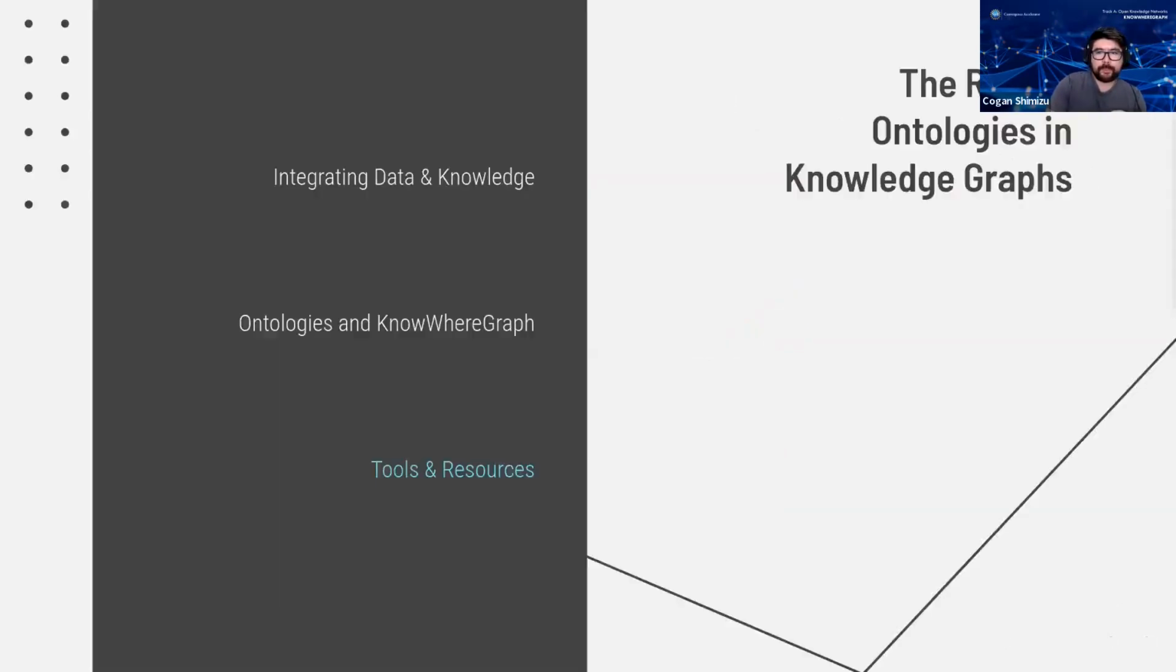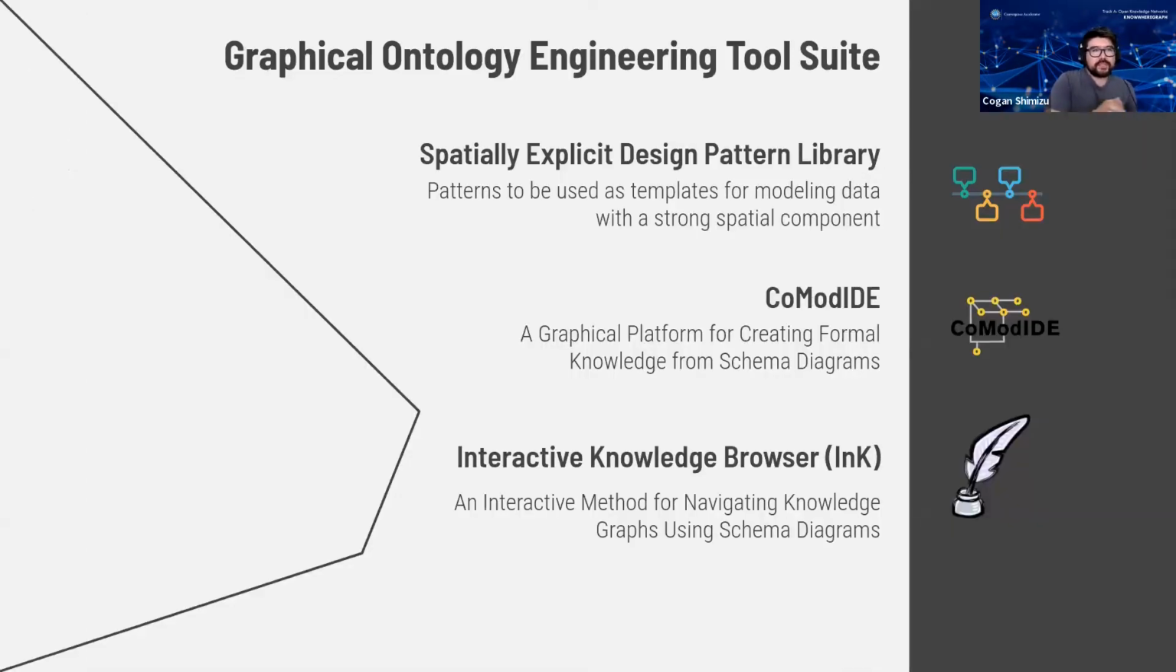All right. And so finally, we'll talk a little bit briefly about the sorts of tools and resources that we've put together for doing these sorts of schemas outside of KnowWhereGraph. So we have a spatially explicit design pattern library. We're slowly building this up. We have 2 in there, and then 1 new pattern that's not quite about spatial items, but is really useful in this use case. Commodity, which is a graphical design tool that produces schema diagrams with the underlying logical formalization, and the interactive knowledge browser, which is a way for navigating knowledge graphs using those schema diagrams as a first-class citizen. Kind of dig into those a little bit.